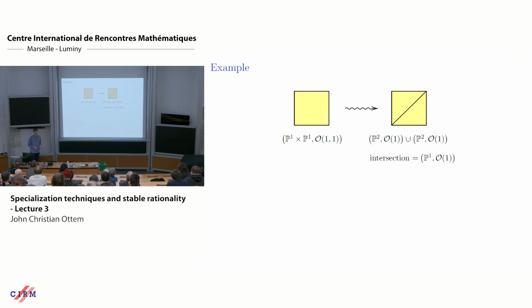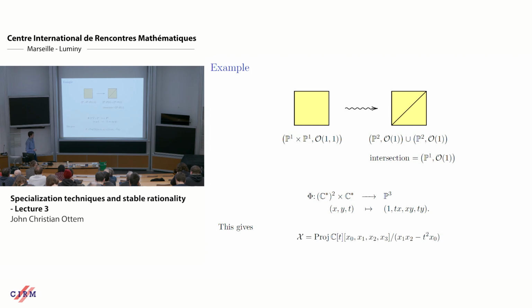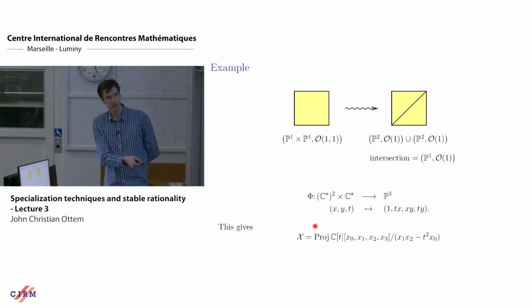That's P1. Okay, and here's how you would actually compute this degeneration. You would let t act by these weights. So you put 0 here, 1 here, 0 there, and 1 there. And if you take the Zariski closure of everything here, the degeneration is given by this.